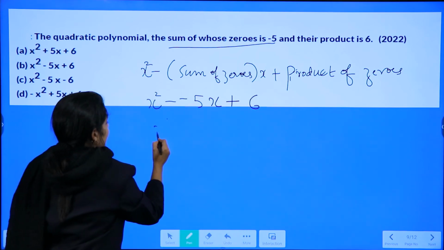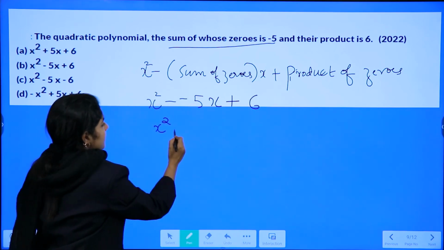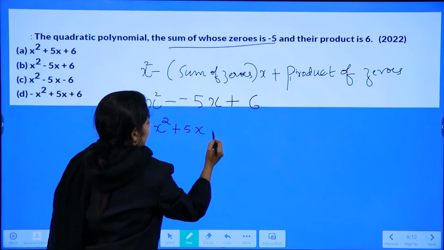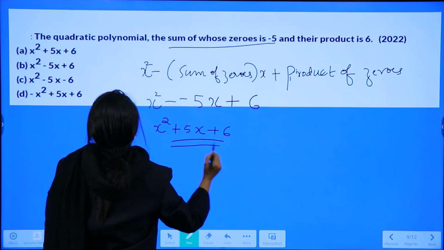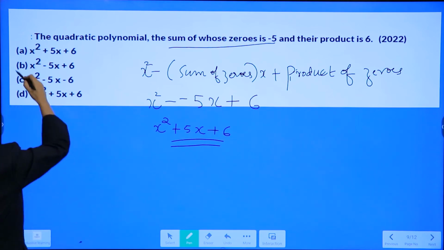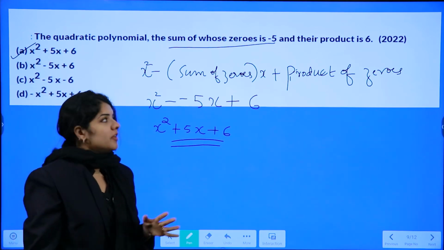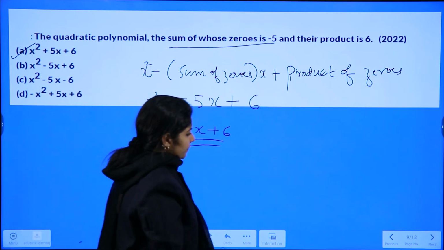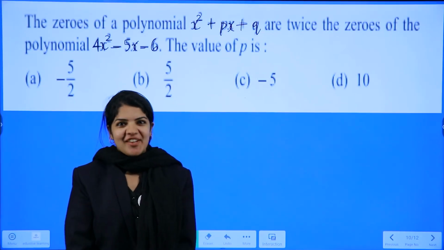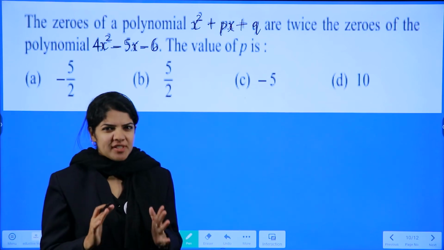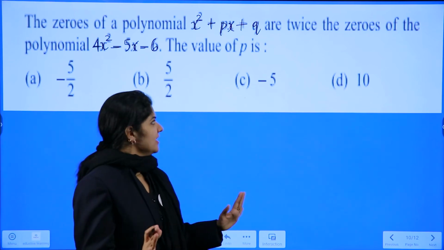So x square minus of minus is plus 5x plus 6. This is the required quadratic polynomial and the correct answer is the first option, x square plus 5x plus 6. Let's check out another example, and this is a bit of a twisty question, but it's very easy.